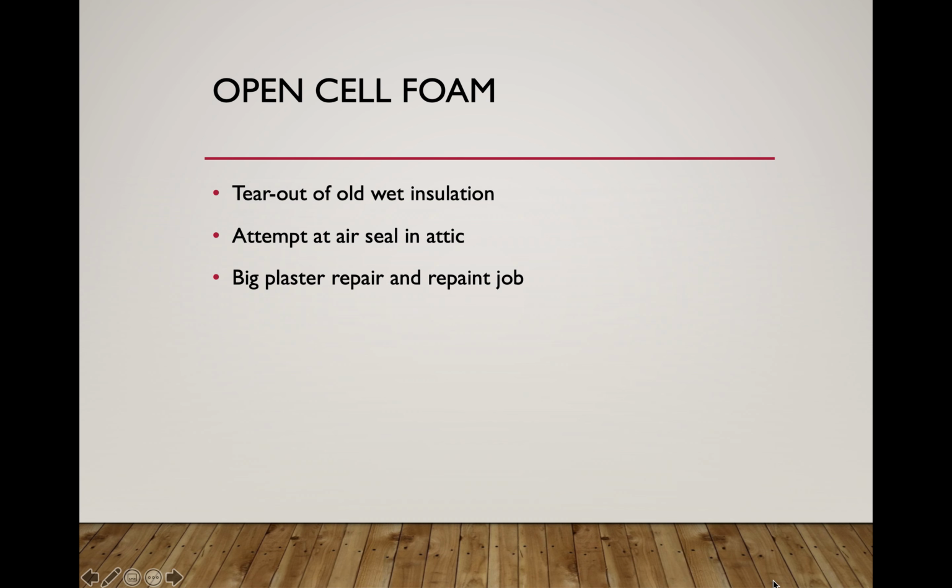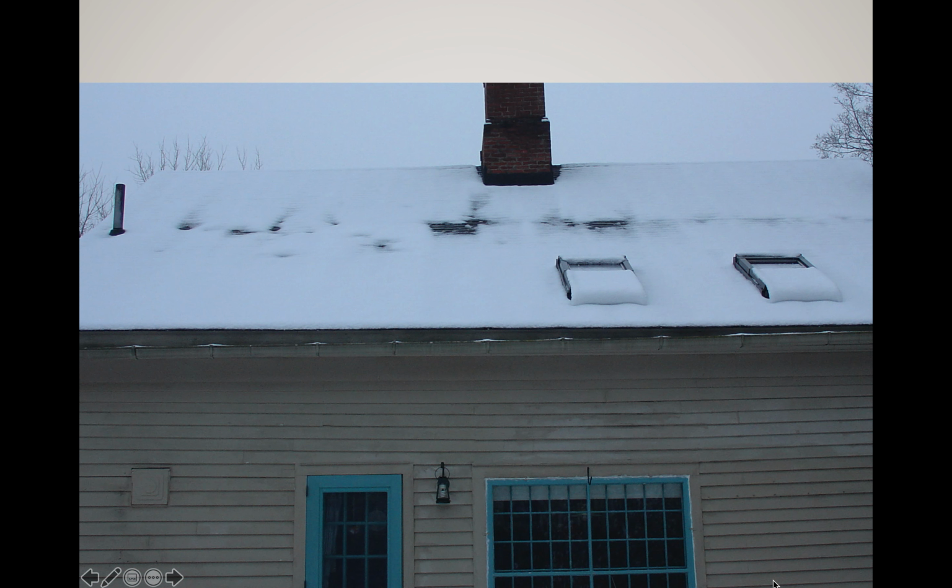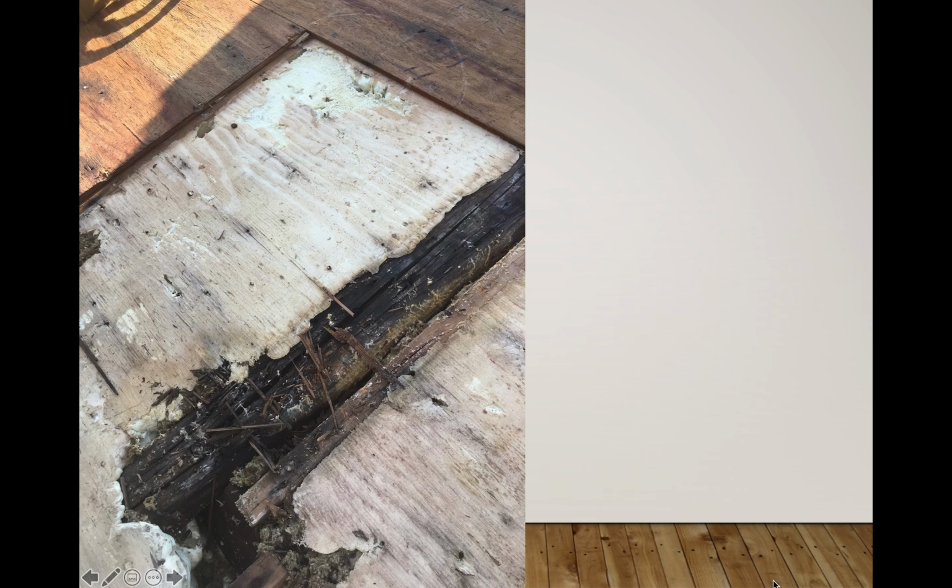Having had a bad experience, I continued to do research, and at this point, everyone in the building science field was a big fan of open cell spray foam. It was going to be a perfect air sealer, and it could be applied very easily. So I had to tear out some old wet insulation, attempted to manually air seal the attic using the open cell foam, and then we had to cut holes, and it was a big mess. And nonetheless, we still had melting of snow on the roof, although not as bad.